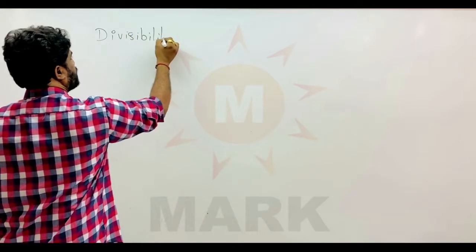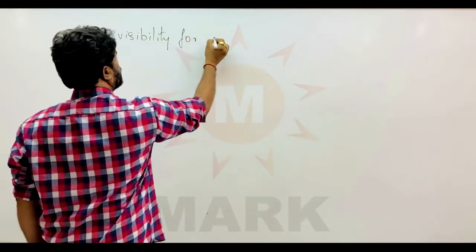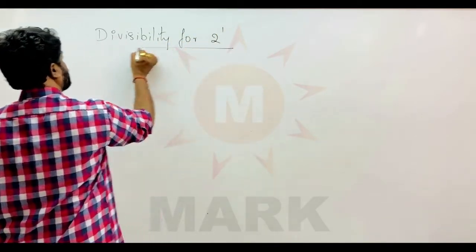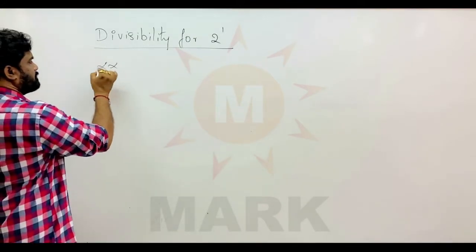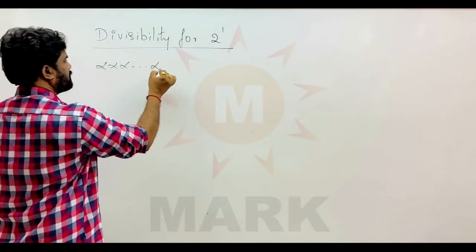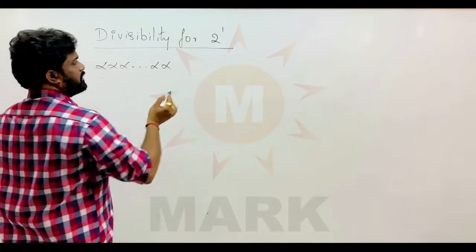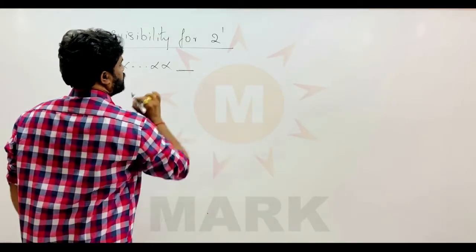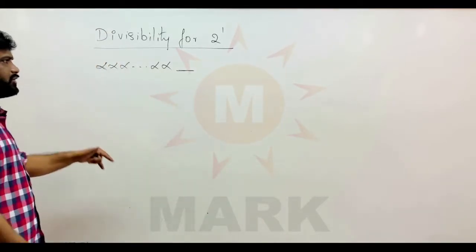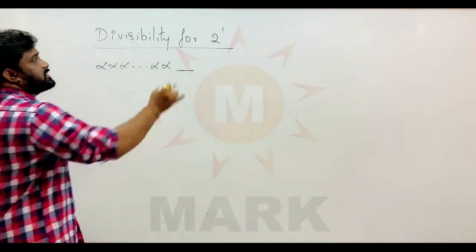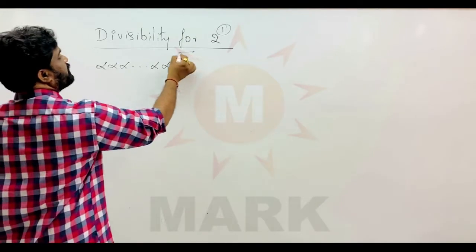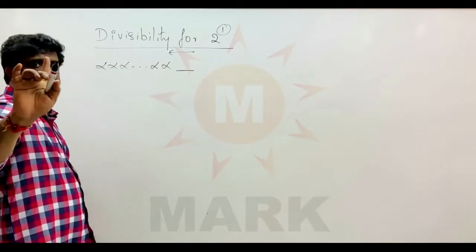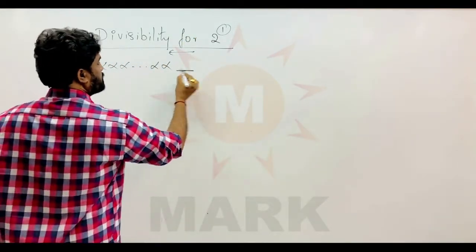Now the divisibility rule for 2 power 1, that means 2. Friends, you can take any number of any size. Our only point of concern is the units place. Since I said 2 can be written as 2 power 1, that means starting from the units place, you have to consider only one place, that means only the units place.